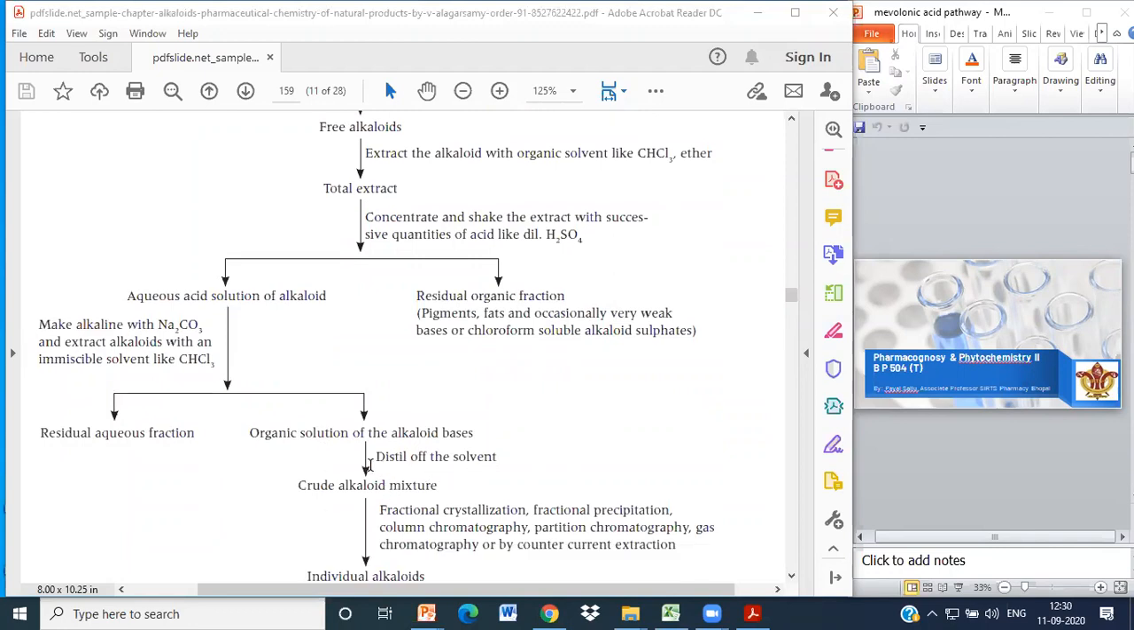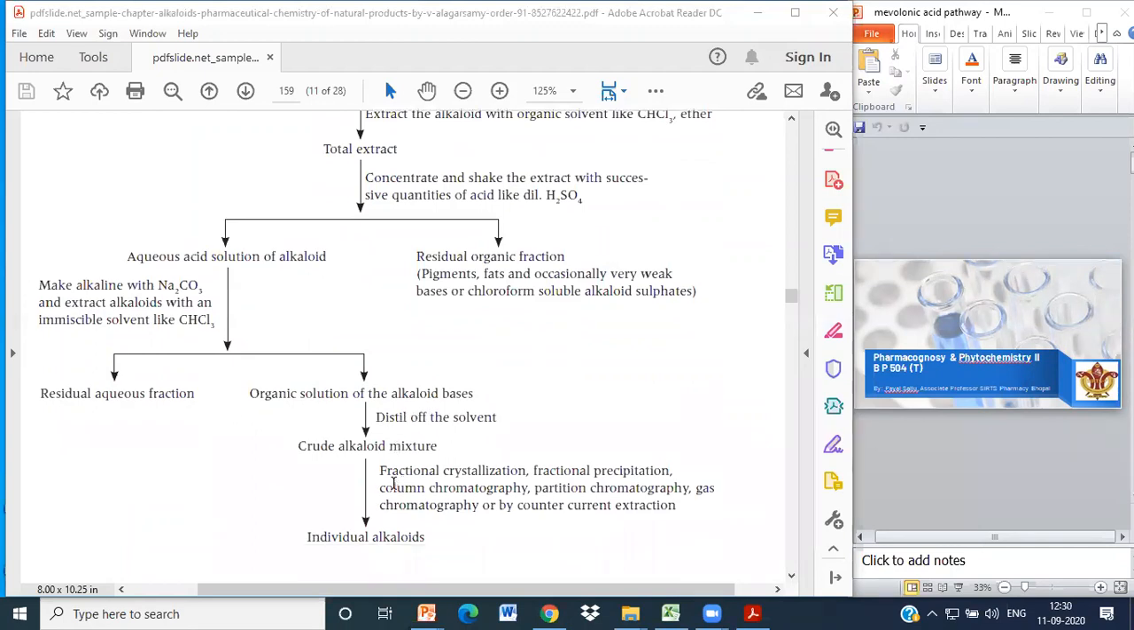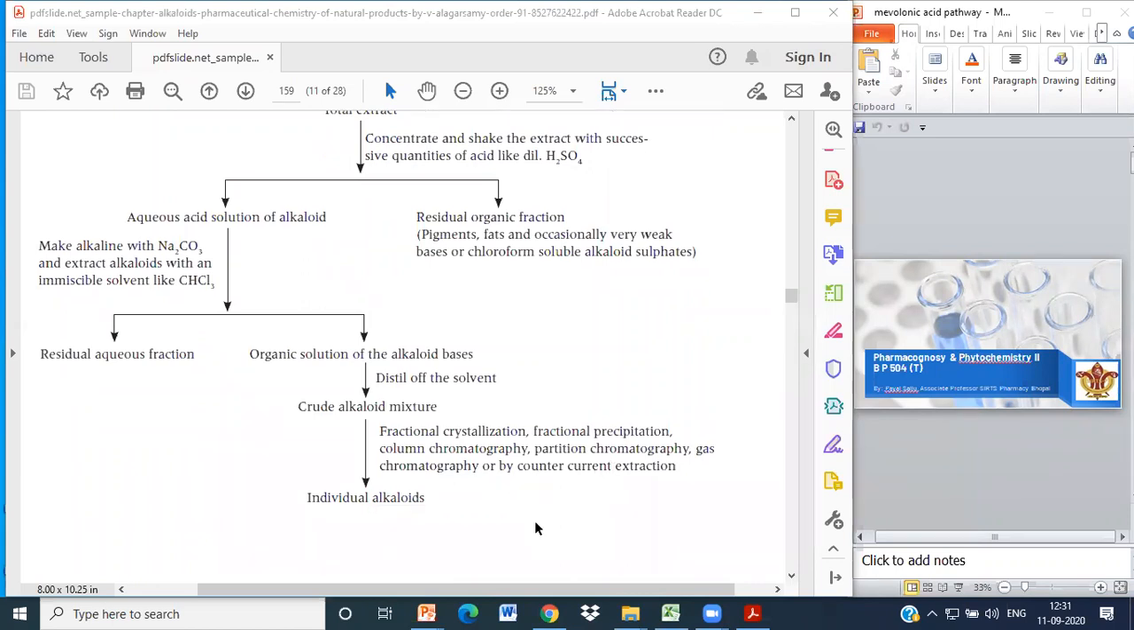Distill off the solvent. In this step you have to remove the solvent. Then you'll get the extract, which contains a crude alkaloid mixture. Now, with the help of fractional crystallization, fractional precipitation, column chromatography, partition chromatography, gas chromatography, or counter current extraction, you have to separate this mixture into individual alkaloids.